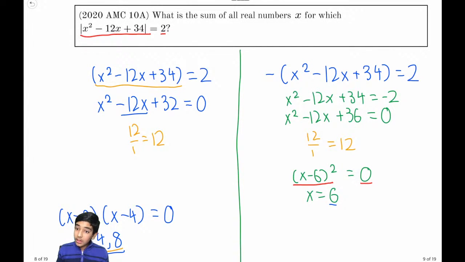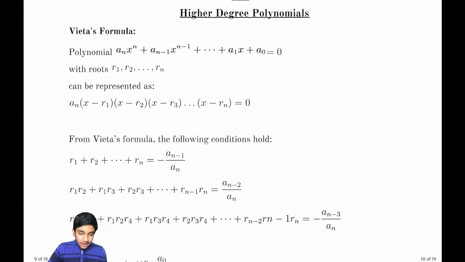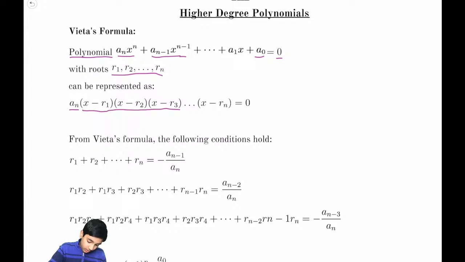And now let's take a look at the next section. Okay, so higher degree polynomials. A polynomial a_n times x^n plus a_(n-1) times x^(n-1) all the way to a_0, equal to 0, with the roots r_1 through r_n. So this is a general polynomial. Then it can be represented as a_n times (x minus r_1)(x minus r_2) all the way to (x minus r_n).